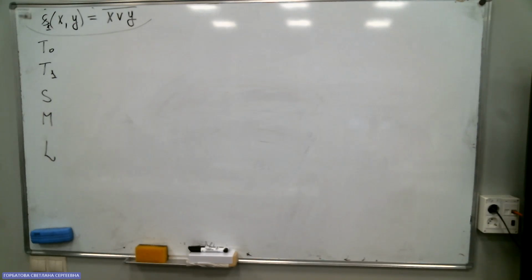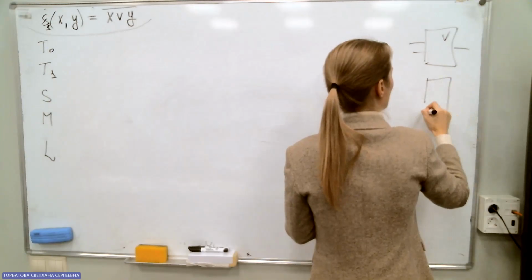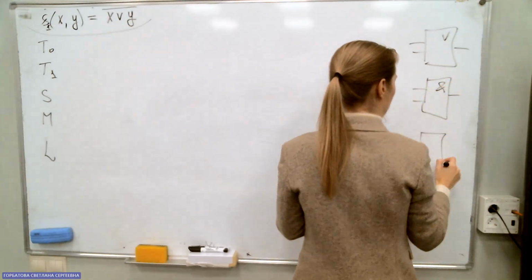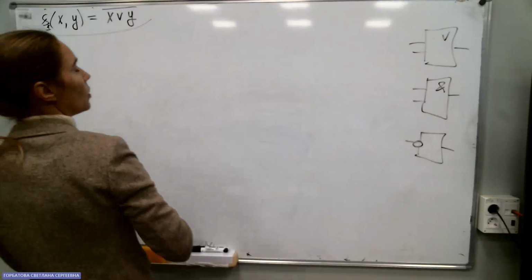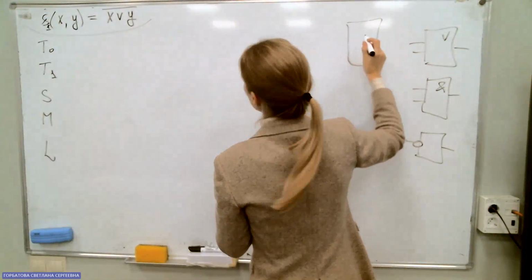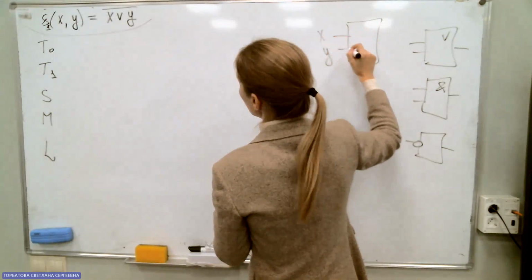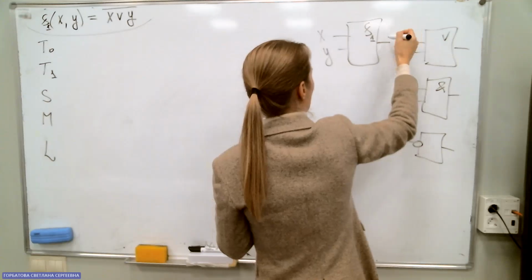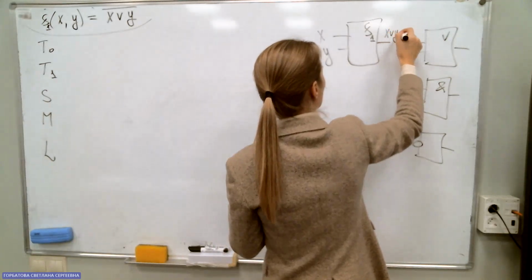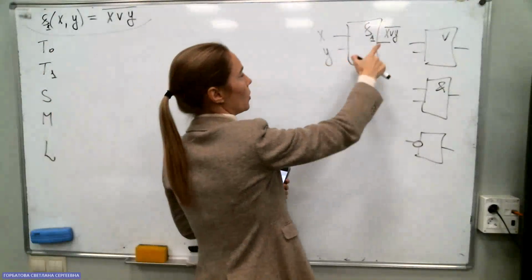Previously, we did a scheme using blocks: disjunction, conjunction, and negation. Now we use just one block which realizes this particular function. So it is x, y, and this function f1. Inputs, output: it is x disjunction y, or negation of the result of this block.